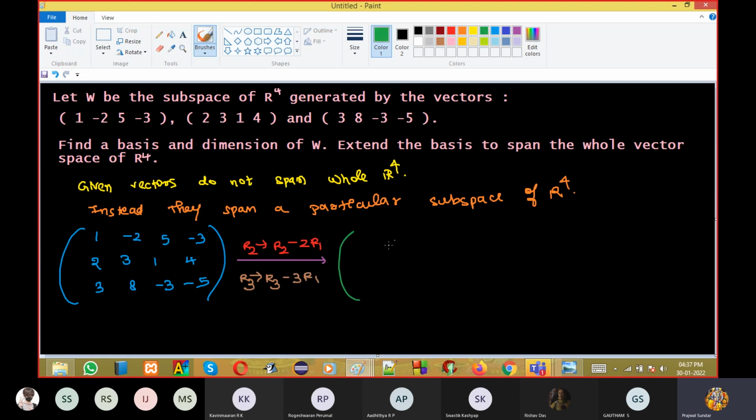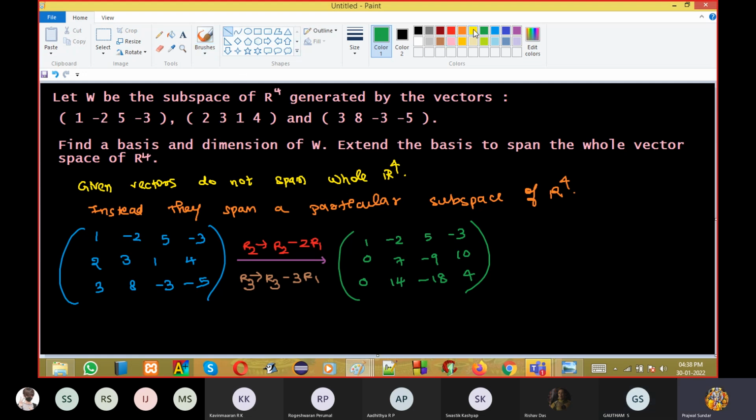Someone help me now. 1, -2, 5, -3. This will be 0. This will be what? 7. This will be -9. This will be what? 10. Correct? This will be 0. What will this be? 6 plus 8, 14. This will be -18, and this will be 9 minus 5, 4.